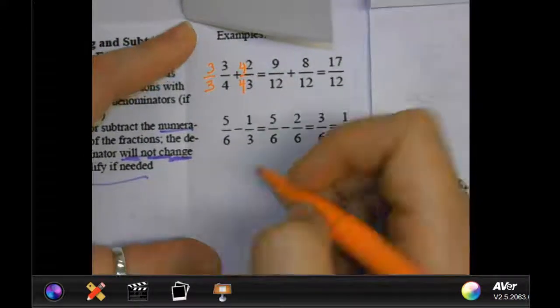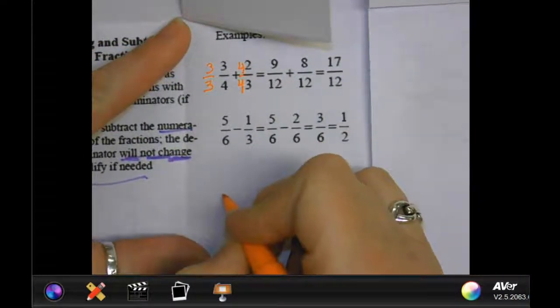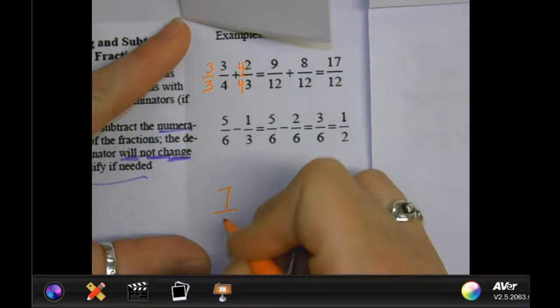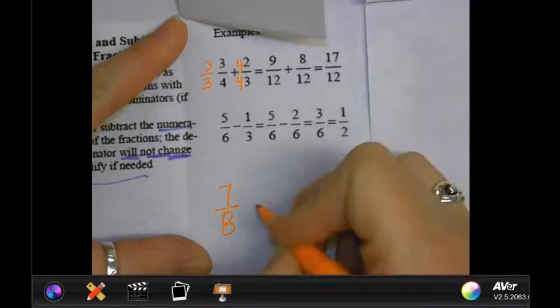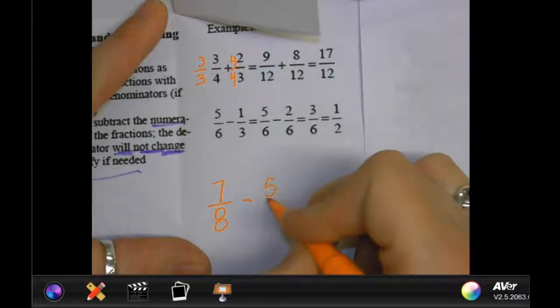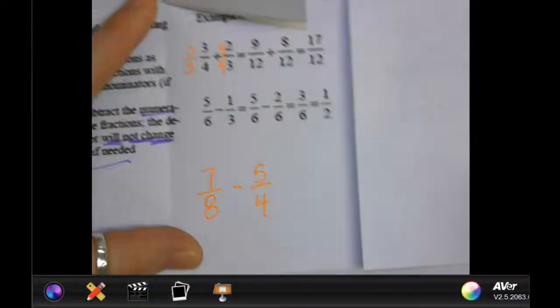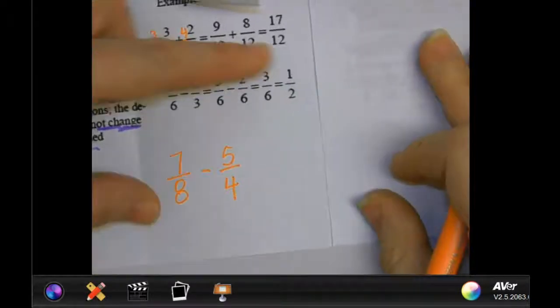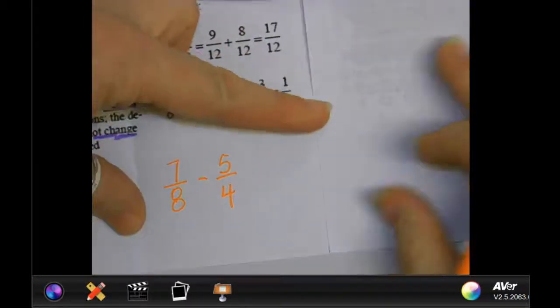Okay, so here's a little example. Let's do 7/8 minus 5/4. Okay. So what's my common denominator going to be?